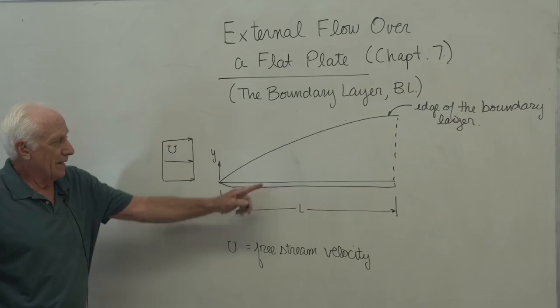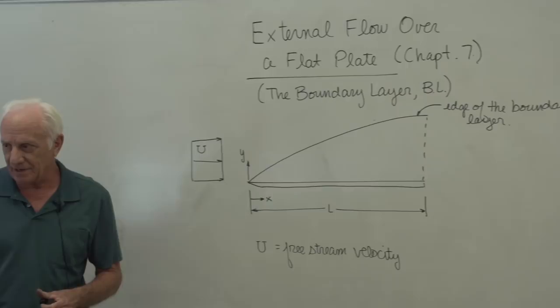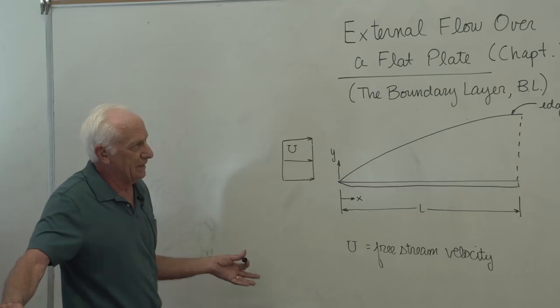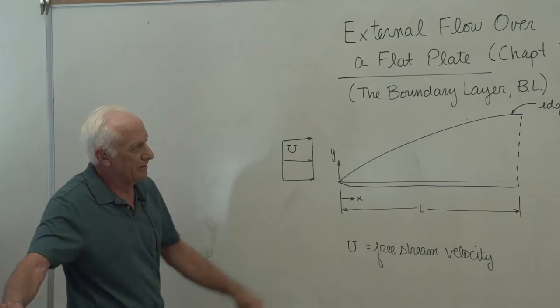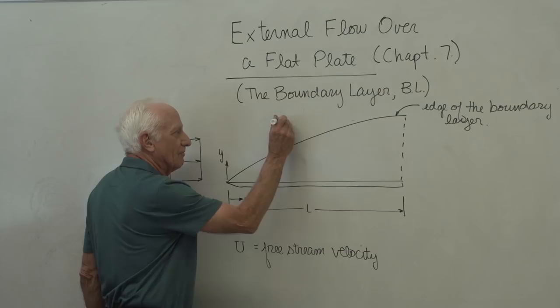What happens in the boundary layers? Why is it important? Well, the boundary layer is critically important in analyzing the drag force on objects. So if we're calculating the drag force on anything, we're interested in the boundary layer because that's where the effects of viscosity are predominant. Outside the boundary layer, viscosity is not important. Viscosity is important here in the boundary layer. I'll just show you how a velocity profile looks in the boundary layer.